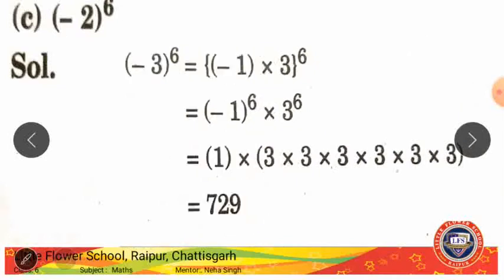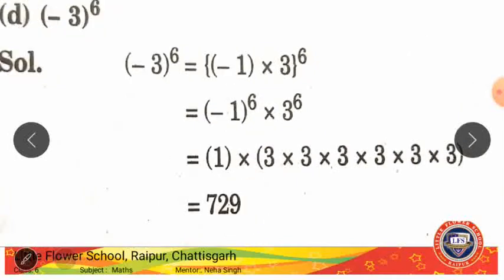Okay. Next, D part. In every question you have to do the same step. You will separate this minus sign and you can solve. Again see here, minus 1 has an even power, so the answer will be positive. 3 will be multiplied 6 times.